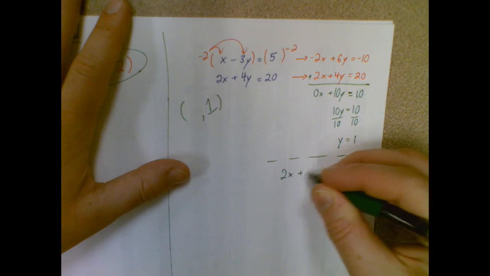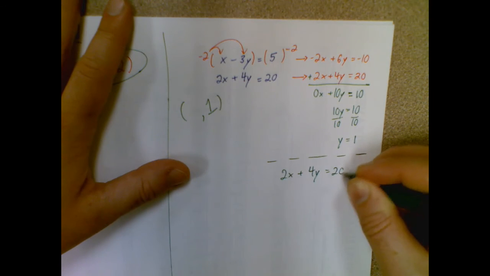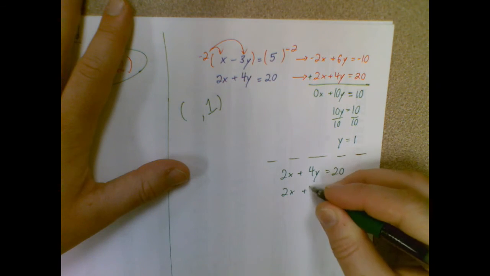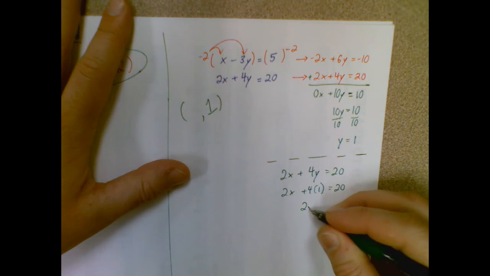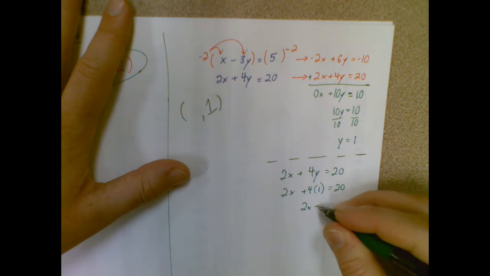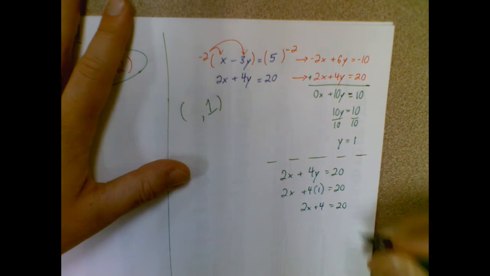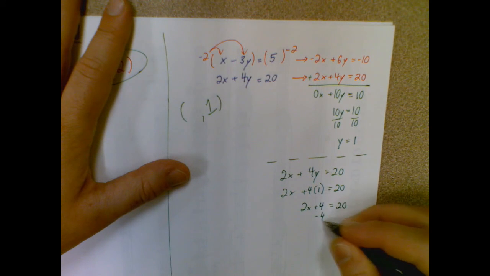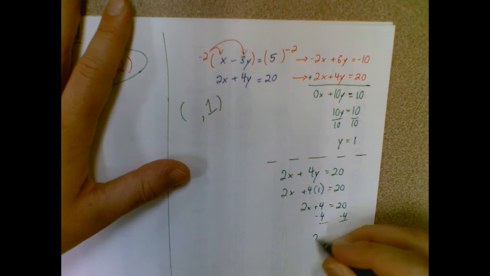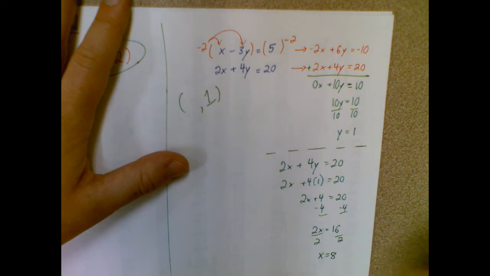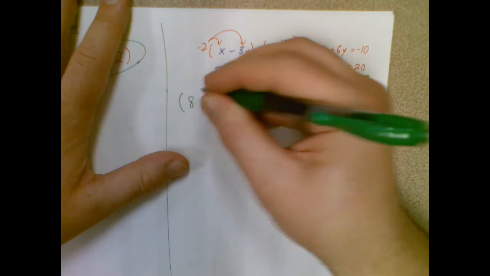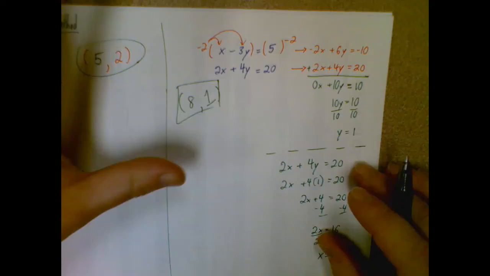So I have 2x plus 4y equals 20. 2x plus 4 times 1 equals 20. 2x, 4 times 1 is 4. Subtract my 4. Divide by 2, and x equals 8. So my point for this one is 8, 1 for my solution.